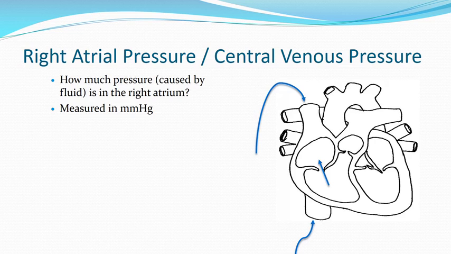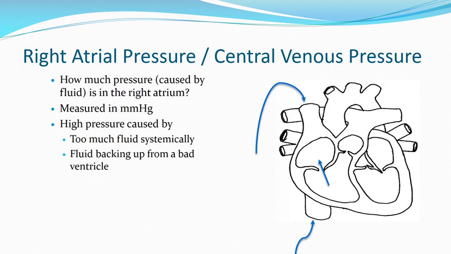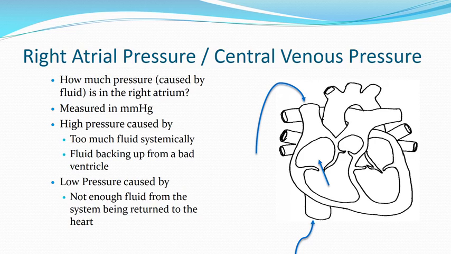So a high CVP or RAP could mean two things: a bad right ventricle, a bad pump, or hypervolemia, or potentially both. Now, what about a low CVP or a low RAP? Well, you might be tempted to say a really good pump that cleared all the blood out of there, but this is typically not the case. Rather, a low CVP or right atrial pressure is most commonly due to hypovolemia, or not enough fluid in the system coming back to the heart in the right atrium. So a low CVP or right atrial pressure typically means one thing: not enough fluid coming back to the heart.